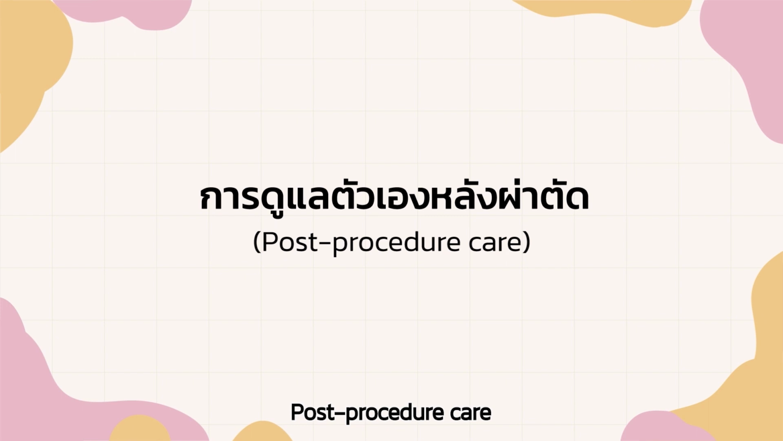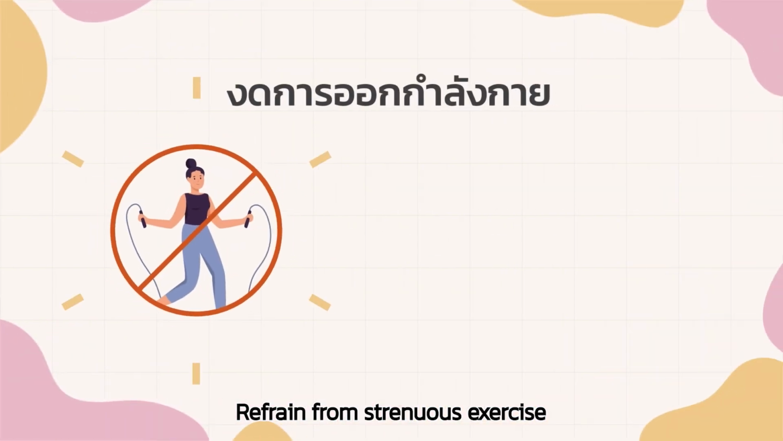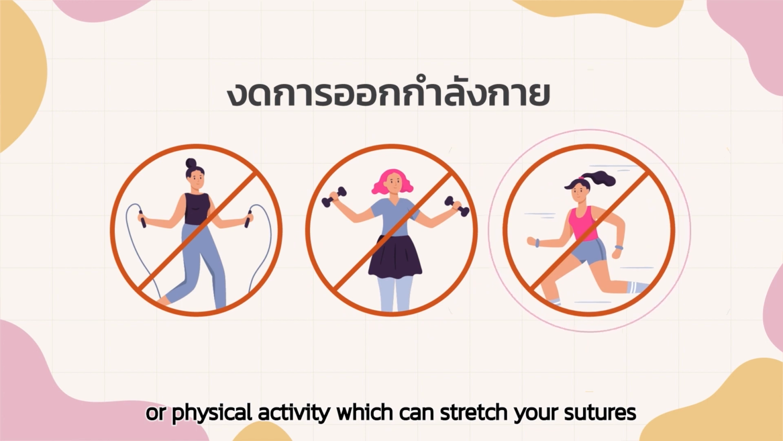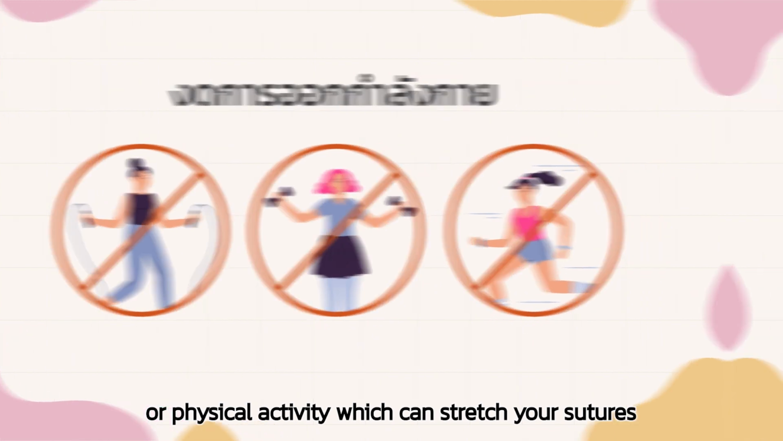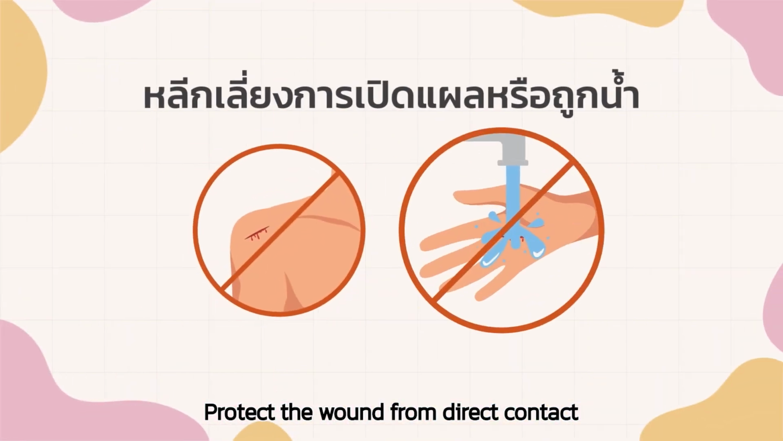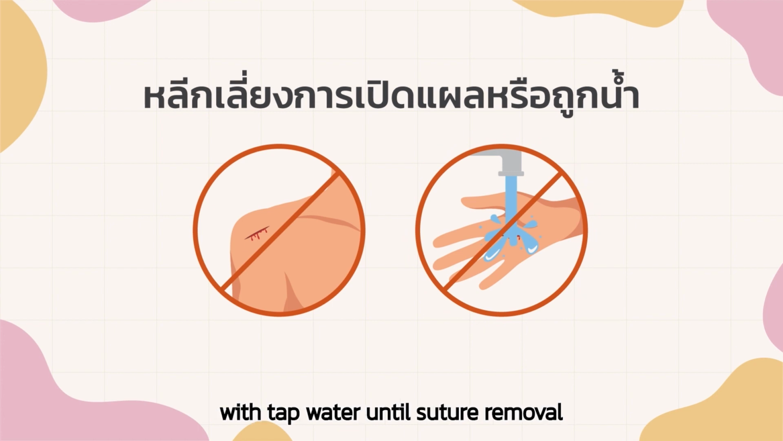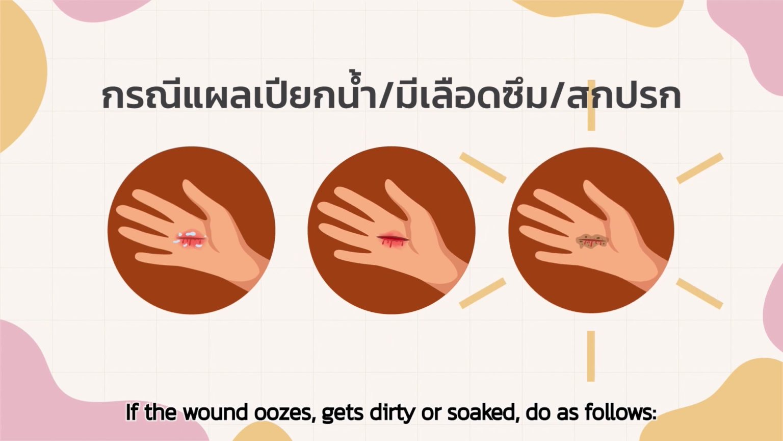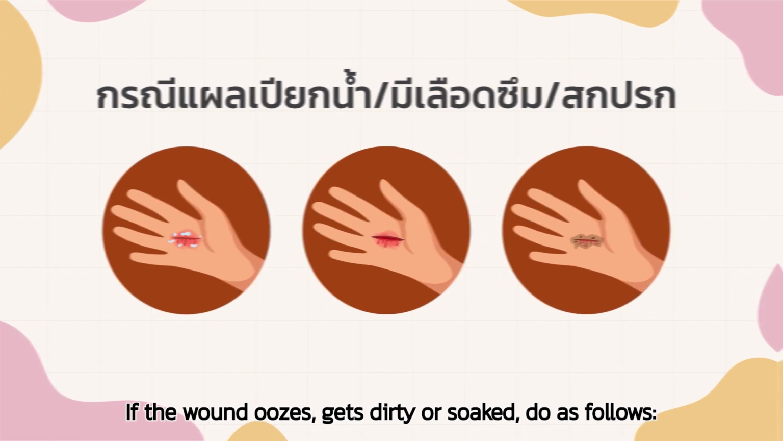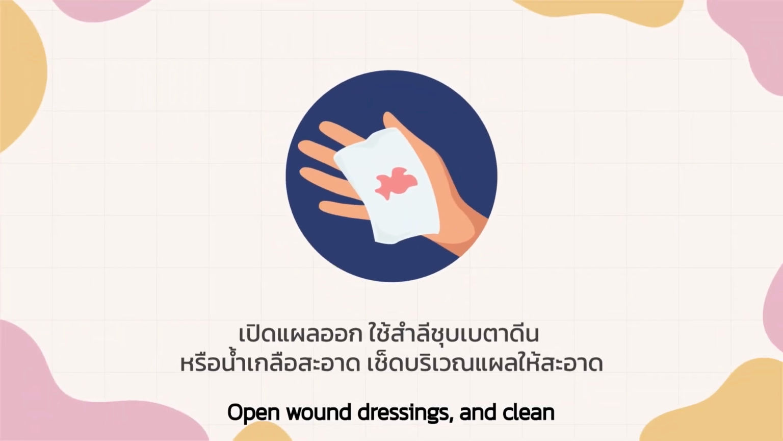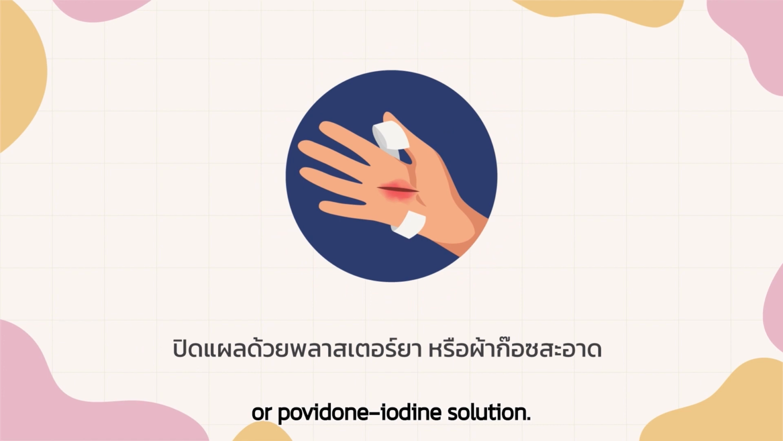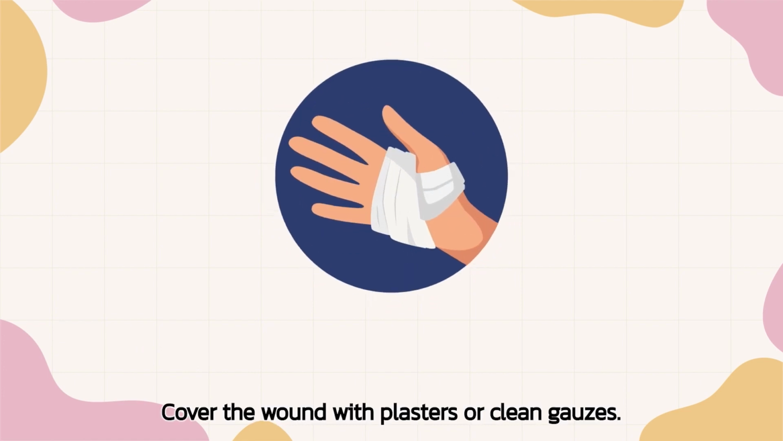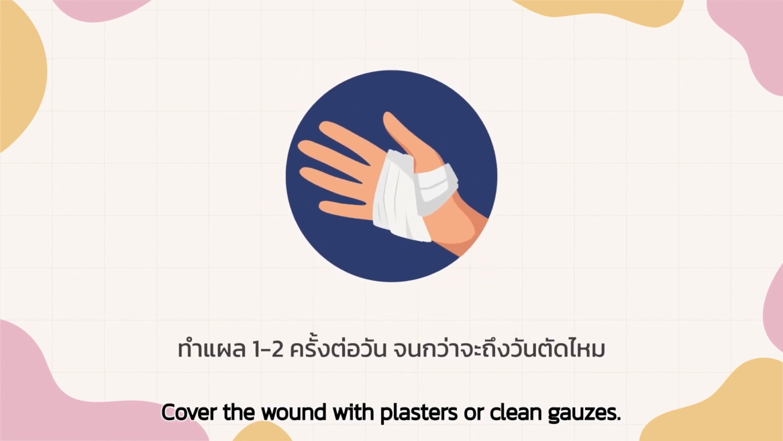Post-procedure care. Refrain from strenuous exercise or physical activity which can stretch your sutures. Protect the wound from direct contact with tap water until suture removal. If the wound oozes, gets dirty, or soaked, do as follows. Open wound dressings and clean the wound with sterile normal saline solution or povidone iodine solution. Cover the wound with plasters or clean gauzes.